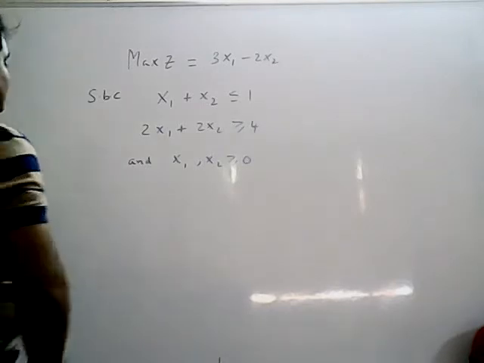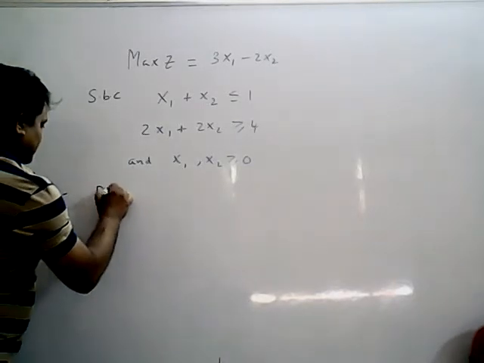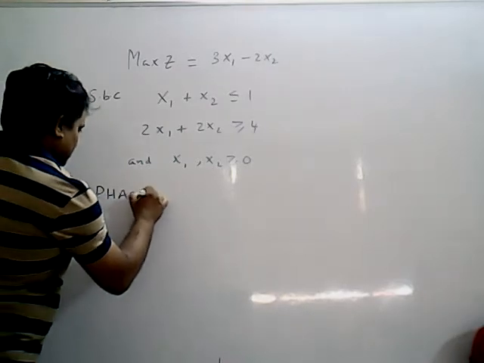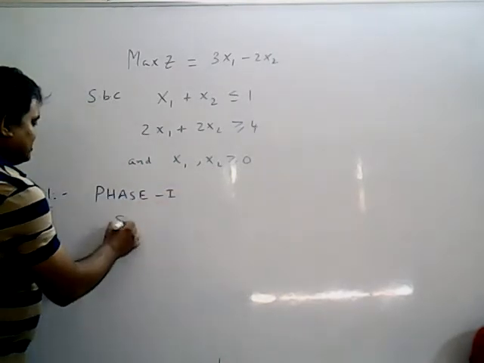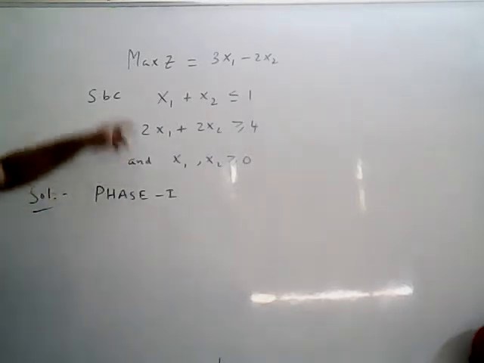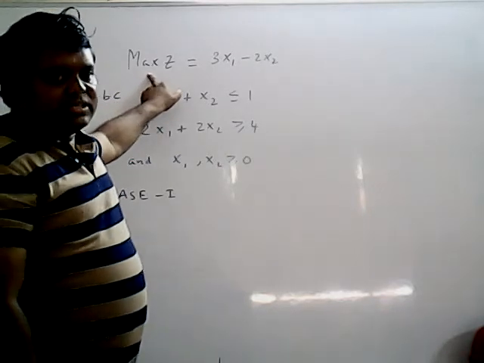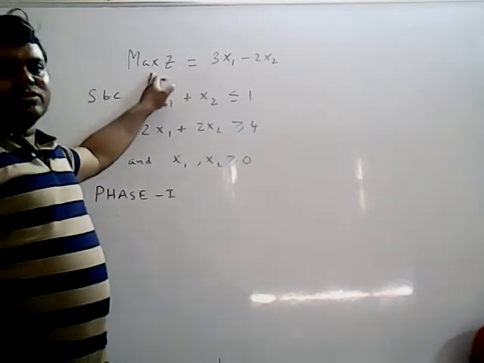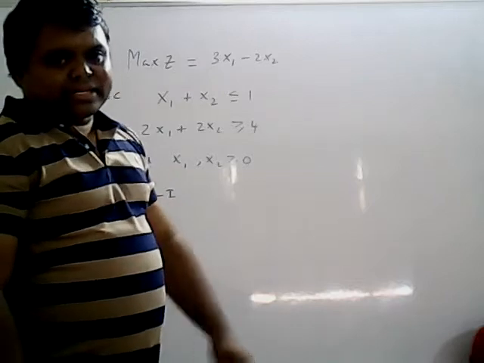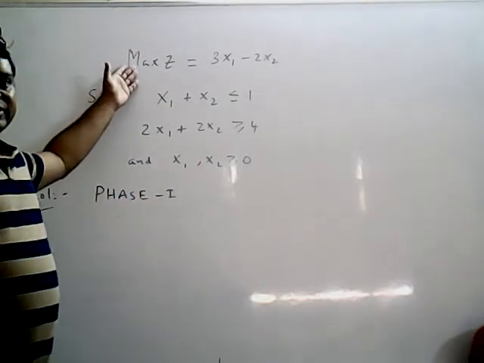Two-phase means you have two phases. Solution, phase 1, step number 1. Check whether your objective function is maximization or minimization. If it is maximization, you can ignore step number 1. If it is minimization, you can convert it to maximization by using maximum z star equal to minus minimum z. But in this case, it is maximization, so you can ignore step number 1.